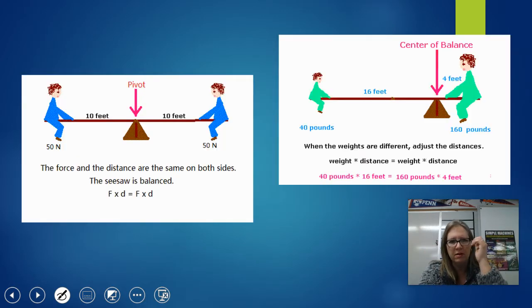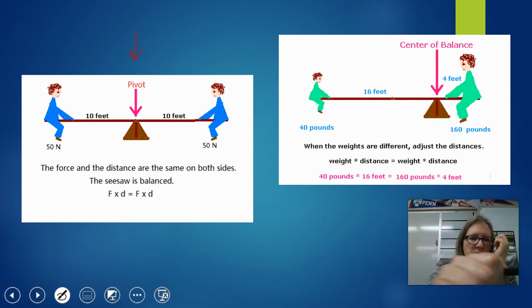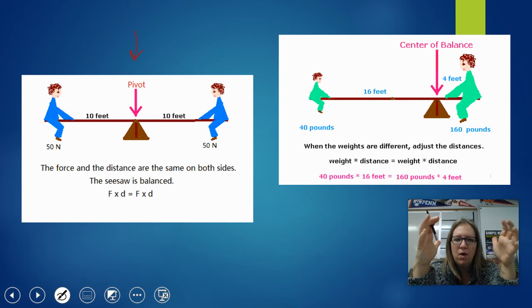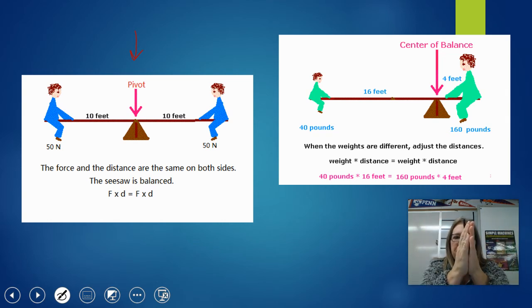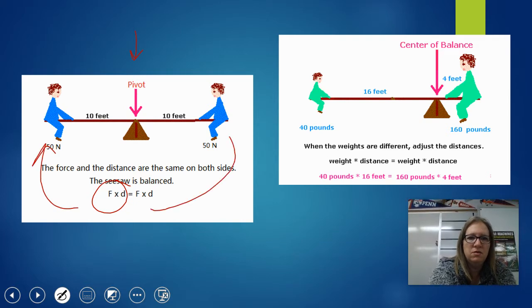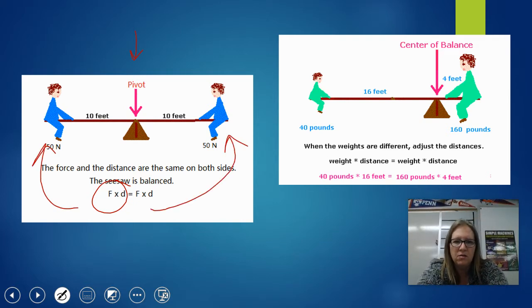So let's look at a couple of scenarios here. Here is a balanced one right here, okay? You've got 2 people, they have the same weight, they both weigh 50 newtons, their moment arm, their distance is 10 feet from the pivot point, so it makes sense that this would be a perfectly balanced seesaw. Force and distance of this side is equal to the force and distance on that side, okay?